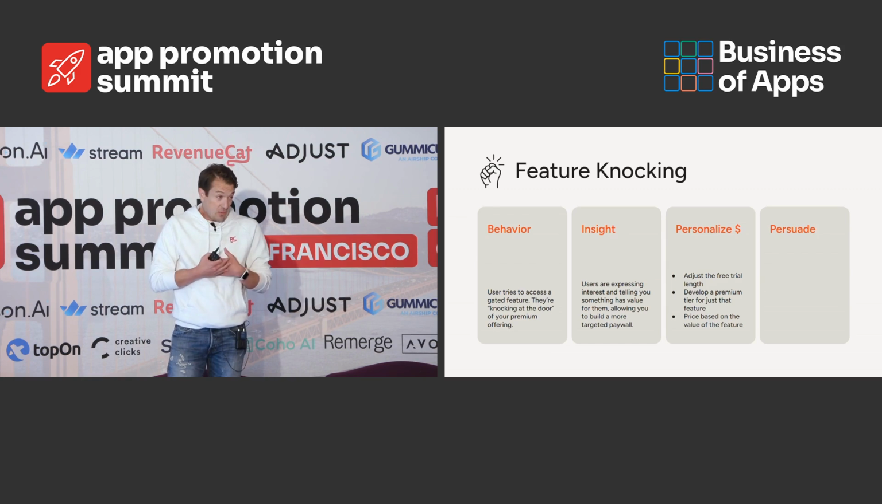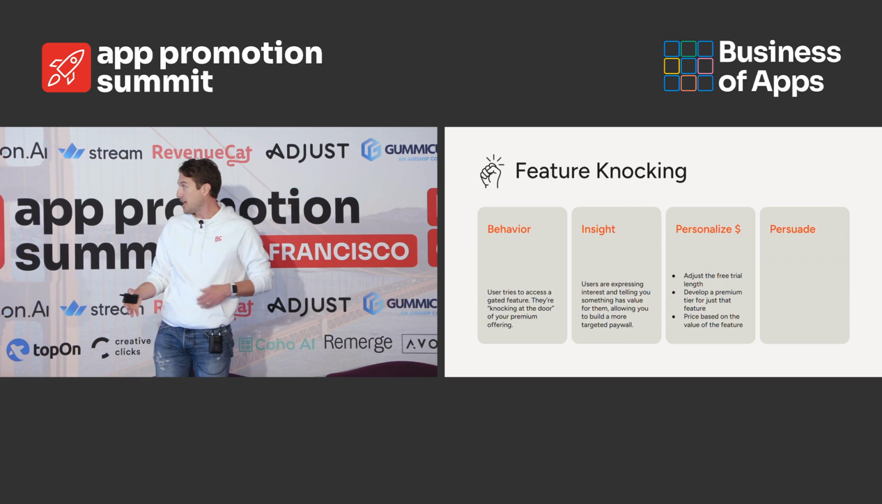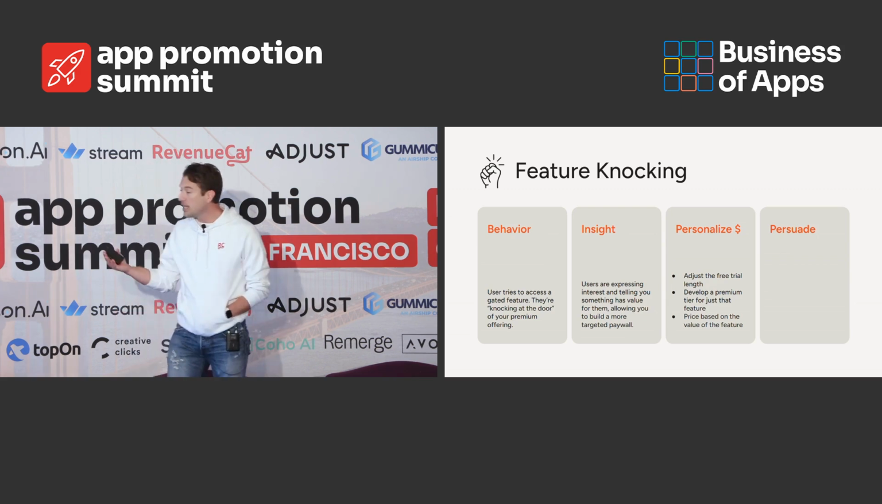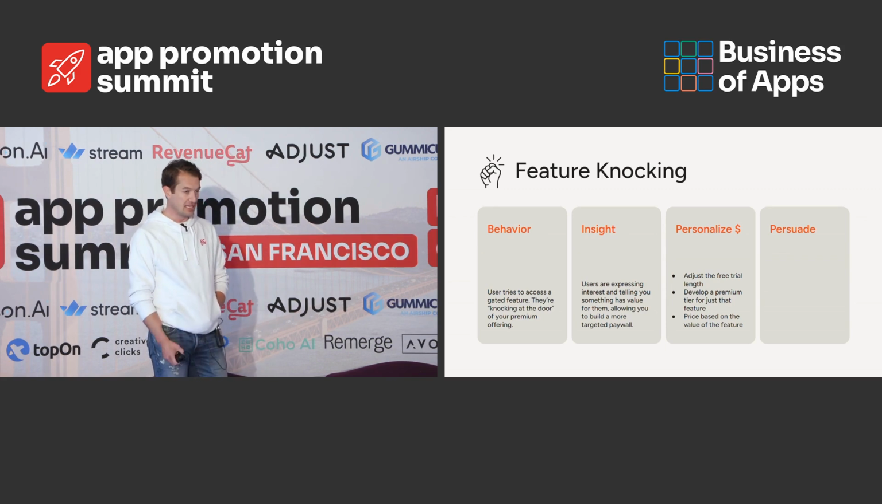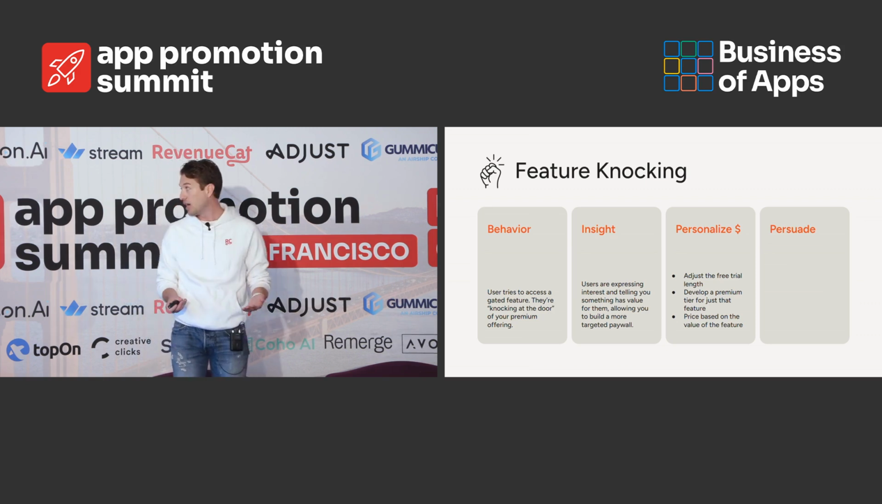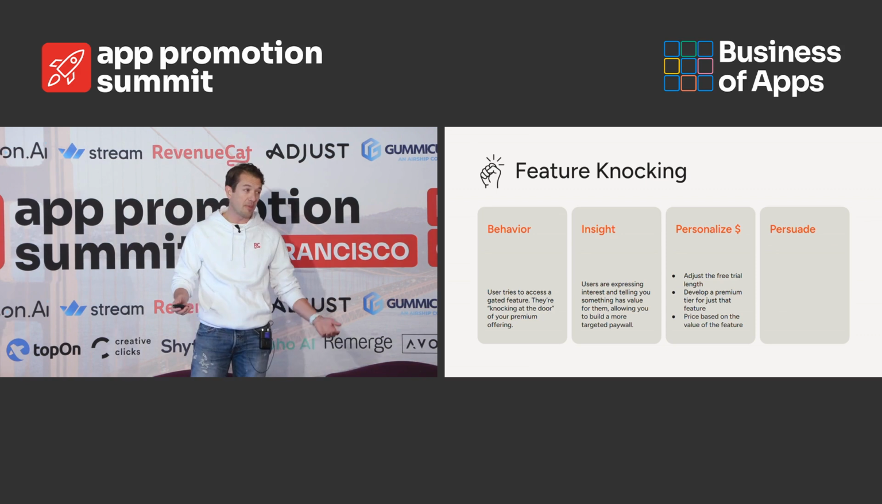So what are some ways that you can take this information and personalize the price to that user? One way could be to adjust the free trial length. They've said, hey, I'm interested in this, so maybe what it would take to actually get them to convert into paying is just giving them a chance to play with it. So give them a longer free trial. You could also develop a premium tier, and this is a little bit more involved, for just that feature. Maybe they don't care about your other features. Maybe they just care about this one. There's a price they're willing to pay, less, probably, for this one.